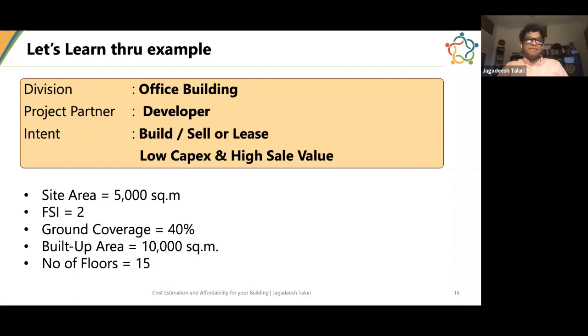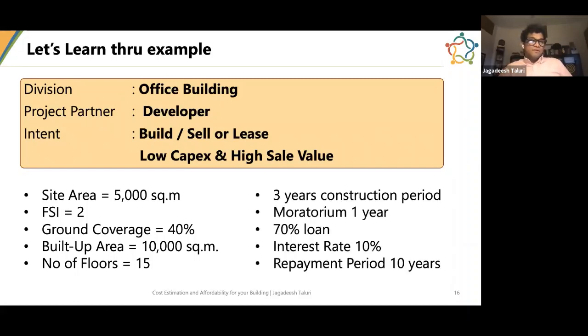You may be basically getting these kind of feedback from your project partners already. And this is something they may tell you if you ask them, what is the period of construction? They may say, okay, we'll be constructing the building in 3 years. Moratorium is basically after the construction, for a certain amount of period, you don't need to repay the loan. You only pay the interest to the bank so that the cash flows will become better. So he may say, I have a moratorium period of 1 year or 0.